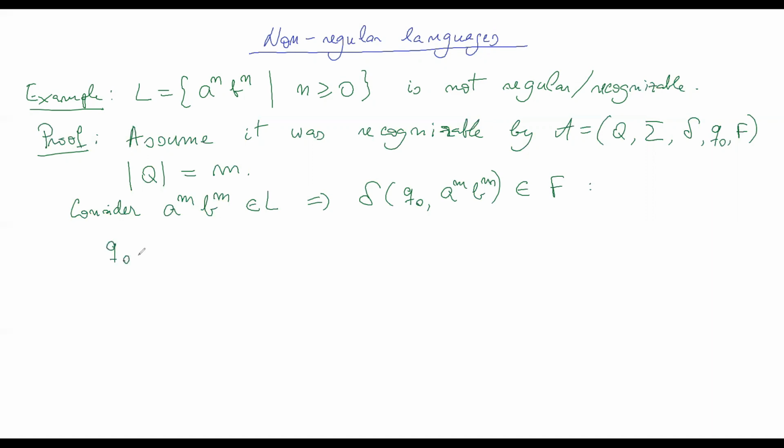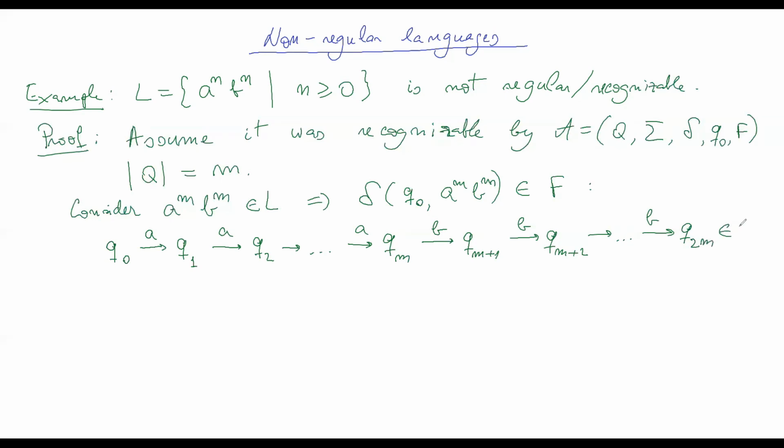We start from state Q0, and first we read these A's. The first A takes me to a state Q1, then I read the second A, and that takes me to some state Q2, and so on. The last one takes me to a state QM. Then with letter B it takes me to QM plus 1, then I read the second B, and this is QM plus 2, and so on. The last B takes me to state Q2M, and that has to be a final state.